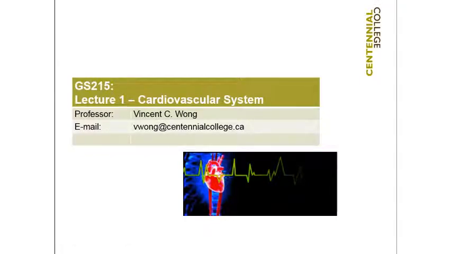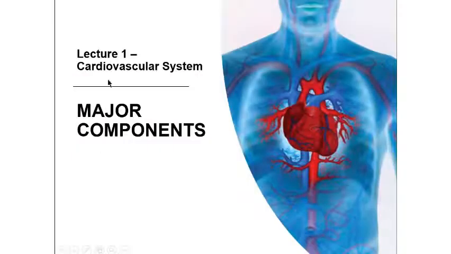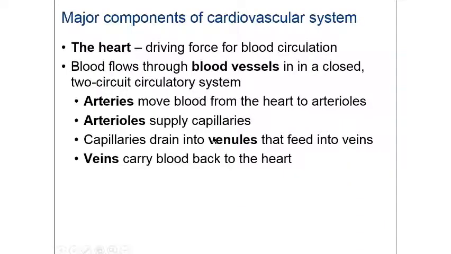Welcome to lecture 1, which is the cardiovascular system. In this lecture, we are going to look at the anatomy of the heart, basically the names of the different parts of the heart. We're going to look at how the heart works, and we're going to end the lecture with some cardiovascular diseases. So let's start with the major components of the cardiovascular system.